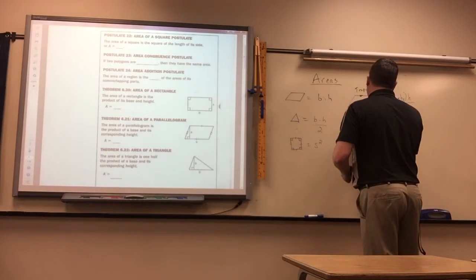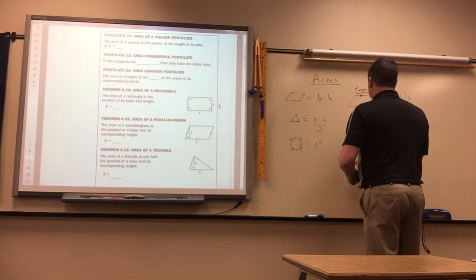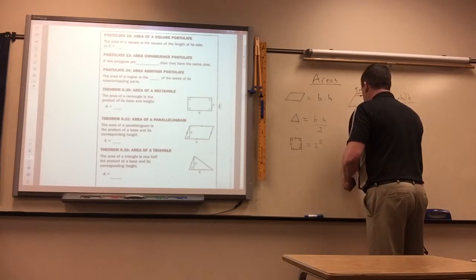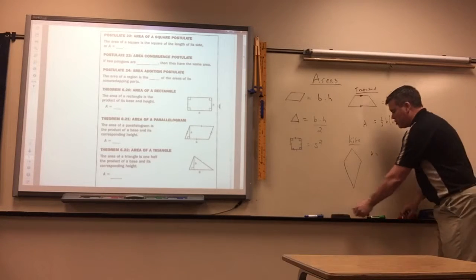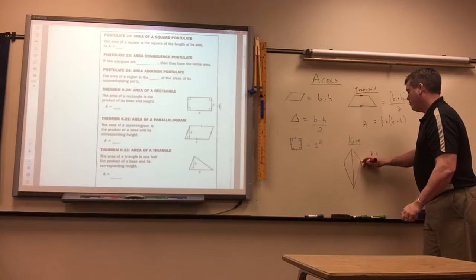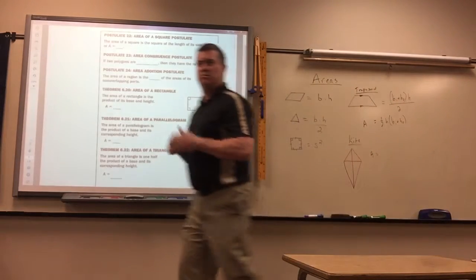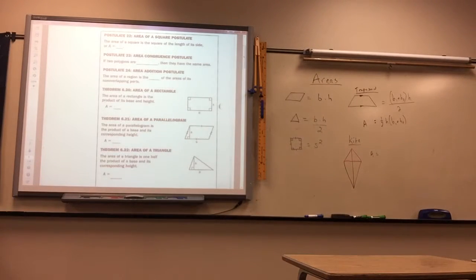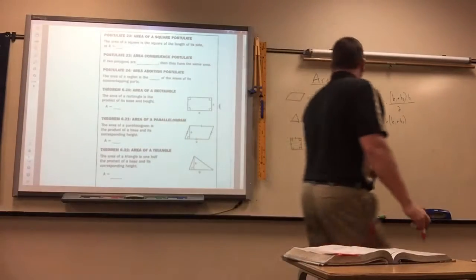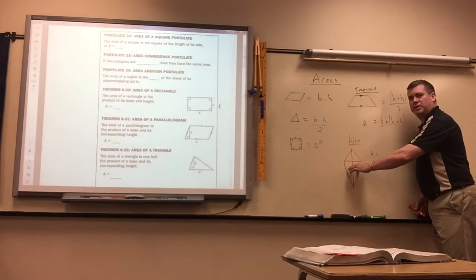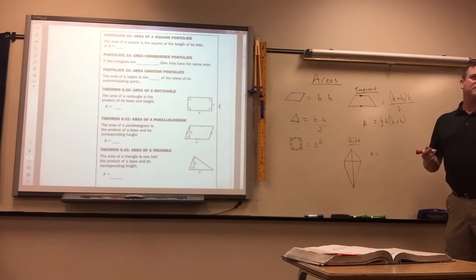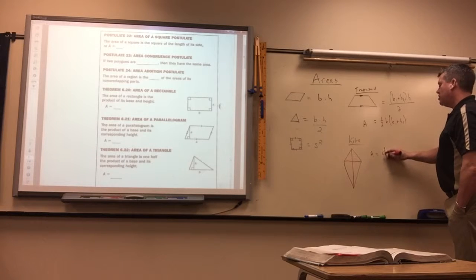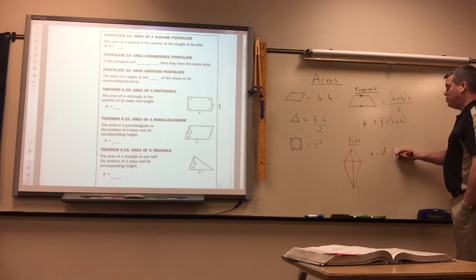Then, for a kite, if you draw in the diagonals, it forms 4 what? 4 right triangles. So the one way you could do it is find the area of this triangle and then double it, because they're the same, and find the area of this triangle and double it, and then add them together. Add all 4 triangles together. But the easier way is this. This one you've probably never used before. It's just the diagonals multiplied together. They say D1 times D2 divided by 2.